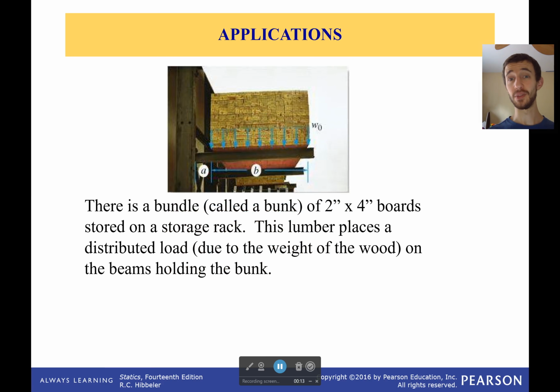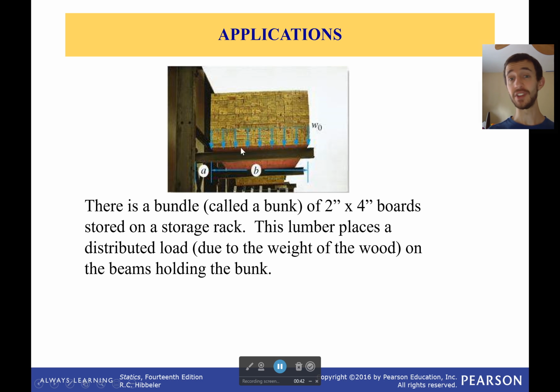First off, applications. Why do you care about this? Well, something you probably realize is that if you have this bunk of 2x4 boards, there's a lot of force pressing down on this beam. A lot of times when we deal with these things beforehand, we would say, well, the center of gravity of this box is right here in the middle, and we then put the force down. And that works, but the center of gravity was always given.